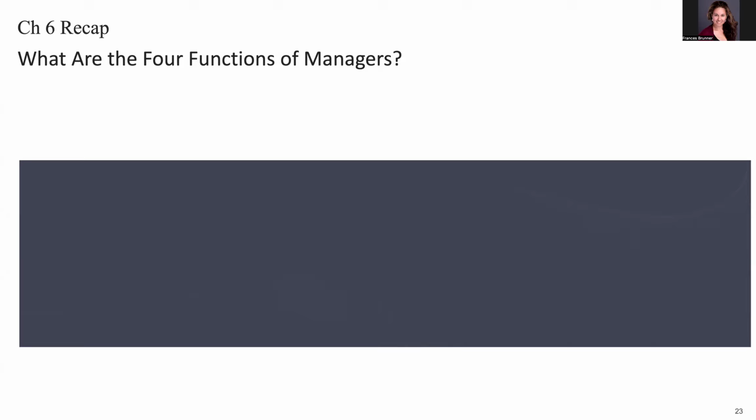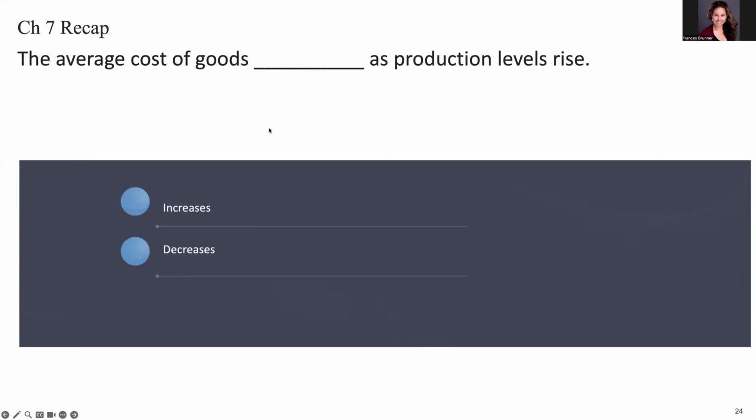From the beginning of Chapter 6, we spoke about the definition of management and the 4 functions of managers. The 4 functions of managers are planning, organizing, leading, and controlling. From Chapter 7, I wanted to point out that this says the average cost of goods, not the total cost of goods, because when I ask this question, I often get varying answers depending on how the person is viewing the question. So the average cost of goods blank as production levels rise. Decrease. As you purchase a higher quantity of manufacturing goods, the overall cost per good decreases.